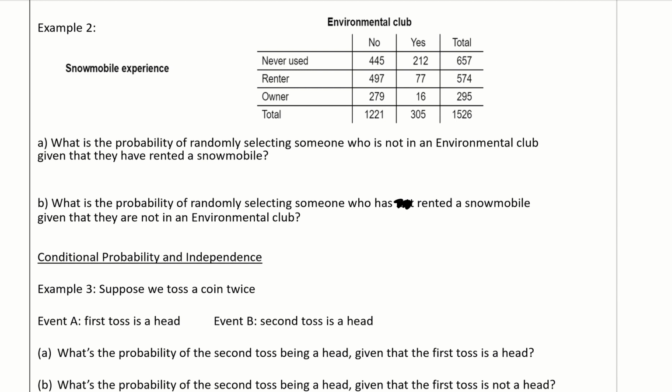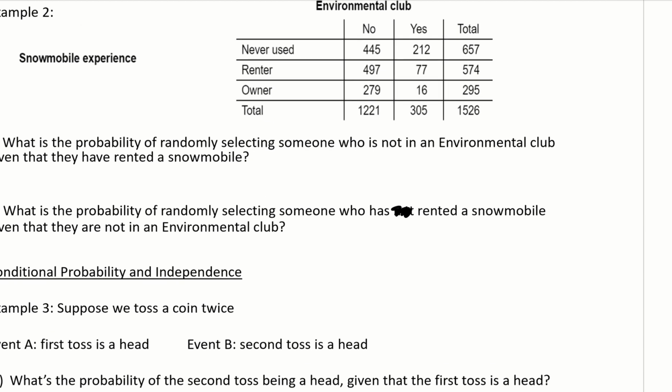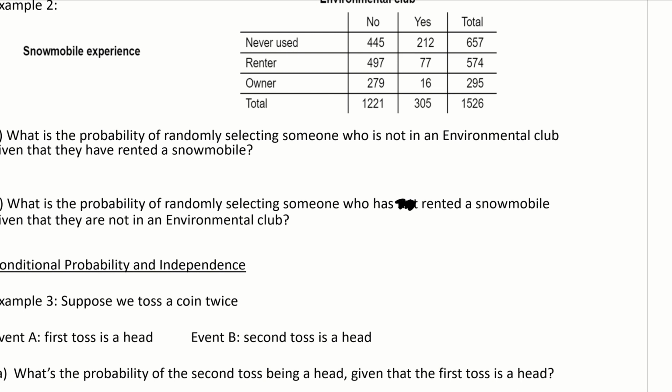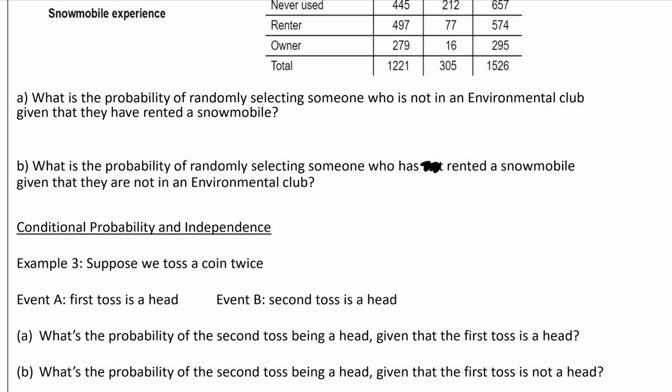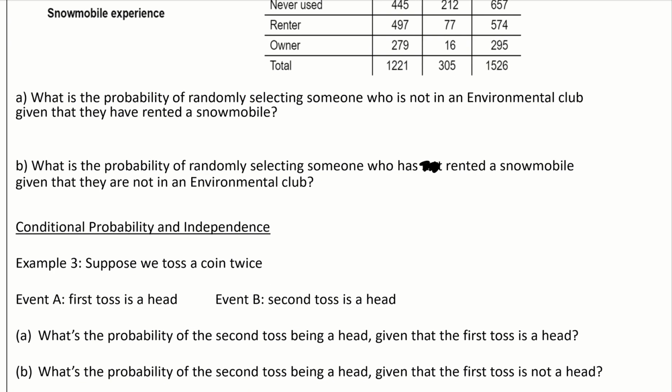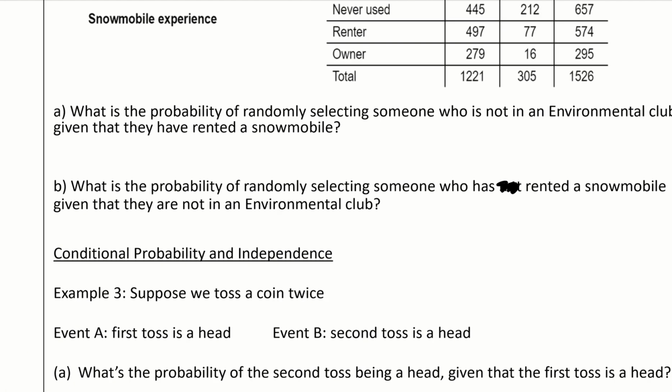So we have a survey done on those that are part of an environmental club, and we wanted to see if there's a relationship between those that were in an environmental club and whether or not they used, rented, or owned a snowmobile. All right, so what's the probability of randomly selecting someone who is not in an environmental club, given that they have rented a snowmobile?